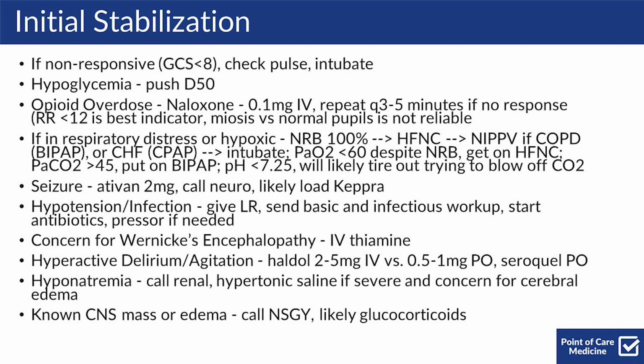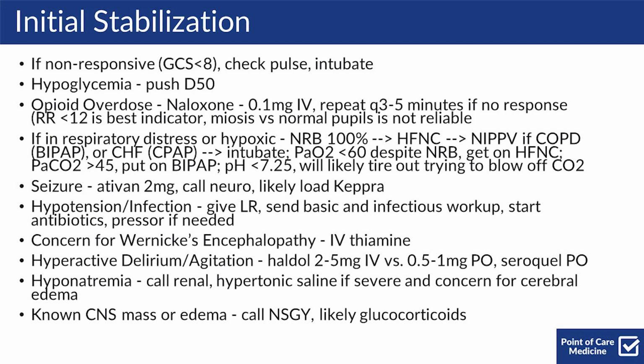A pH less than 7.25 and a process that's irreversible is likely something that will tire the patient out as they're trying to blow off CO2, in which case they might need to get intubated. If the patient seems like they're having a seizure, push Ativan 2 milligrams, call neurology, and discuss loading with an anti-epileptic like Keppra. If the patient's hypotensive or you have concerns about an infection, give fluids like LR, send a basic infectious workup, start antibiotics, and a pressor if needed.